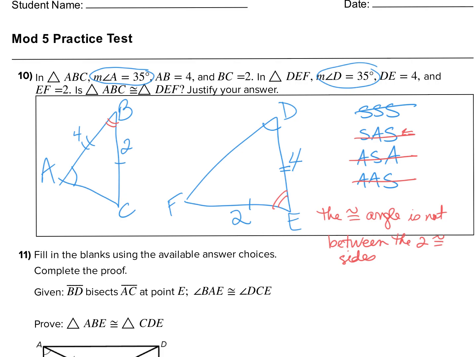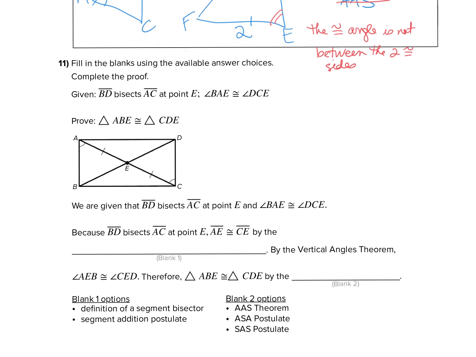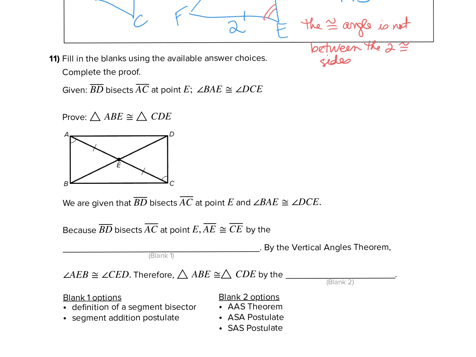Okay. 11. Now, granted, we haven't done a lot of specific proofs, but I wanted to at least put this out there to expose you guys to it, because I think there's enough information here for you to figure it out. Now, we're given that BD bisects AC at point E. Okay, so that means AE and CE are congruent, and those pieces are indicated.